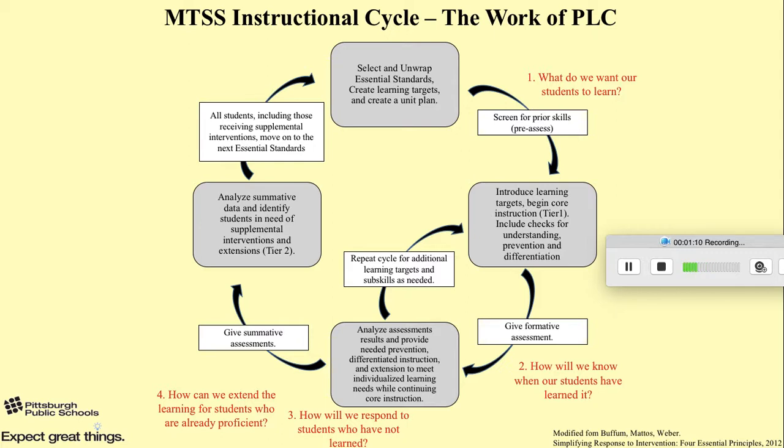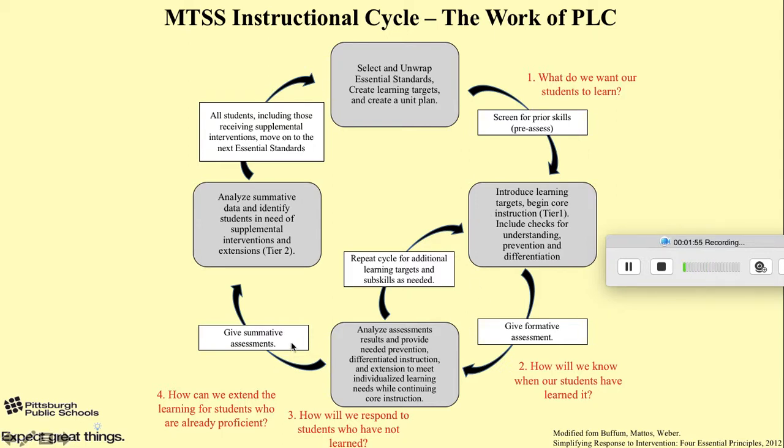allowing the standards and the targets to help us create our plans, our lesson planning, right? Then we screen for our prior skills, we pre-assess, we begin the tier one instruction, and that includes all that formative piece where we check for understanding, we do prevention and differentiation strategies. Then we assess, we give the formative assessments, the common formative assessments, and then we analyze the results and see who needs more differentiated instruction, who needs extension, who might be tier 2 and 3 kids that need more individualized learning, right? And then we repeat that process, right?